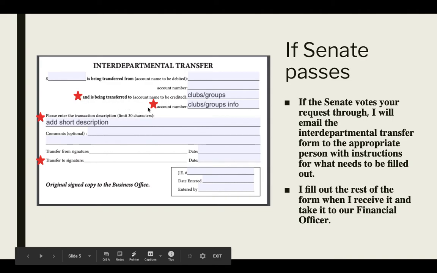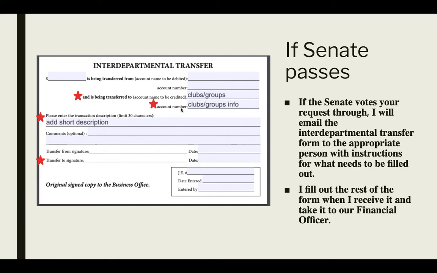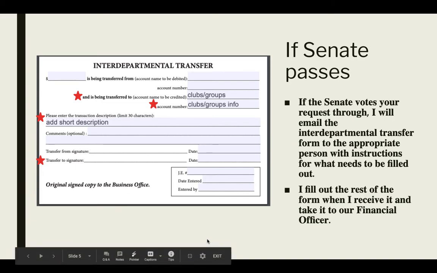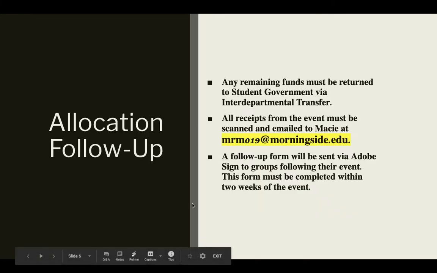All the starred areas are what need to be completed by your group. So you'll need to put your name that is listed on your account here, and then that account number that is listed through the business office for your group, a short description, and then the signature of your advisor is listed here, as well as the date. Once you email that back to me, I'll fill out the rest and get it off to the business office so that money can be transferred into your account.